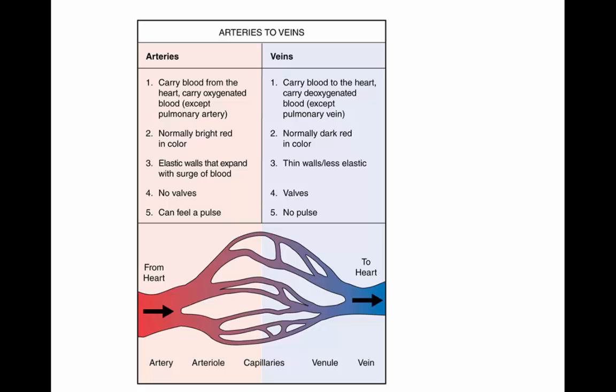Veins carry blood to the heart. They carry deoxygenated blood except for the pulmonary vein. They are normally dark red in color. They have thin walls. They are less elastic. They have valves, and you will not feel a pulse. So this picture kind of shows you a little bit about that.